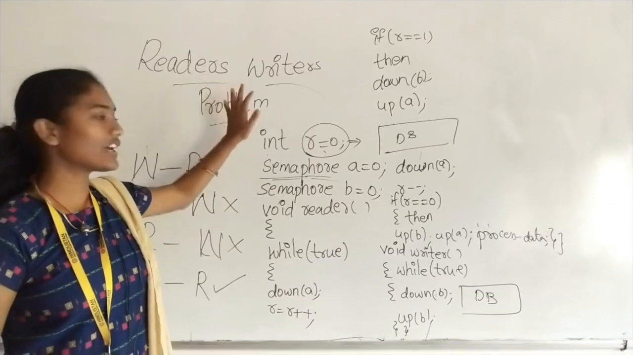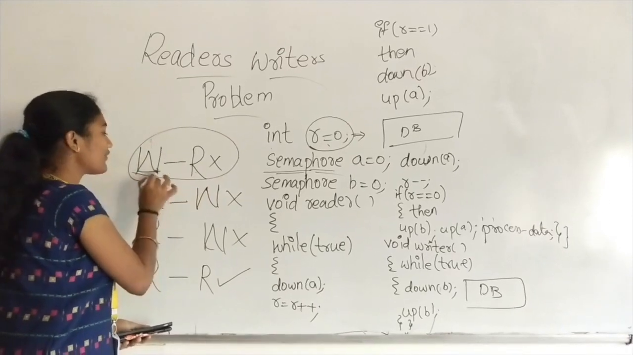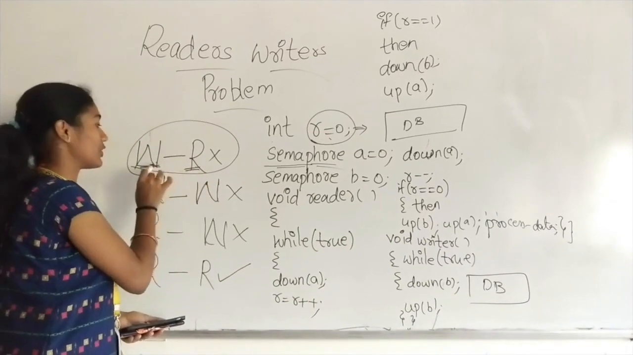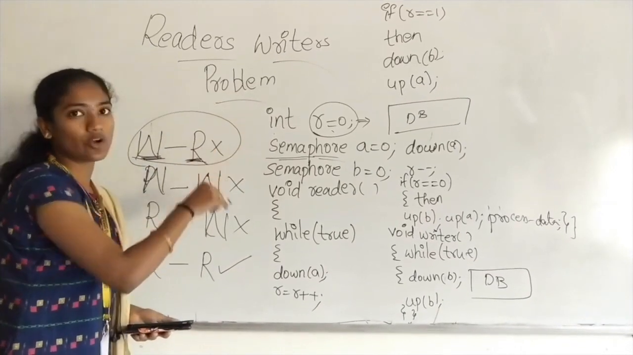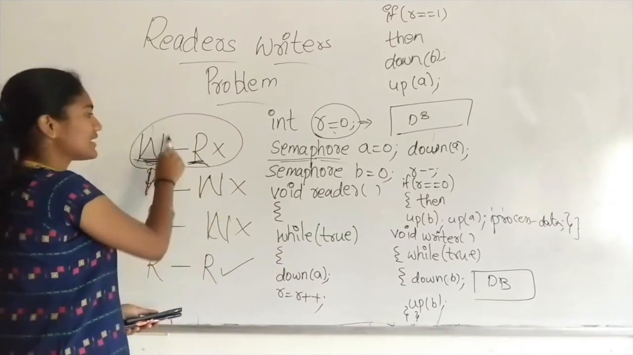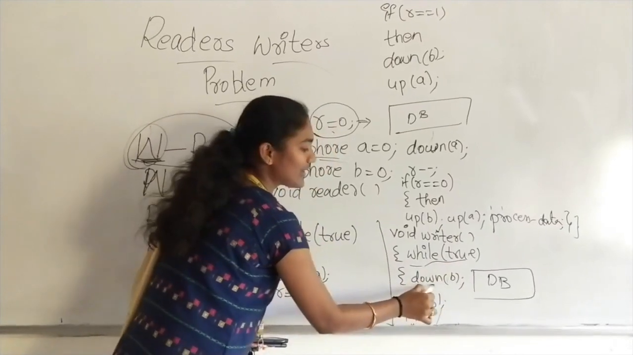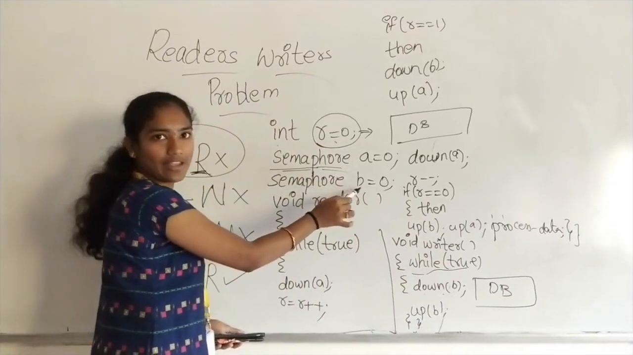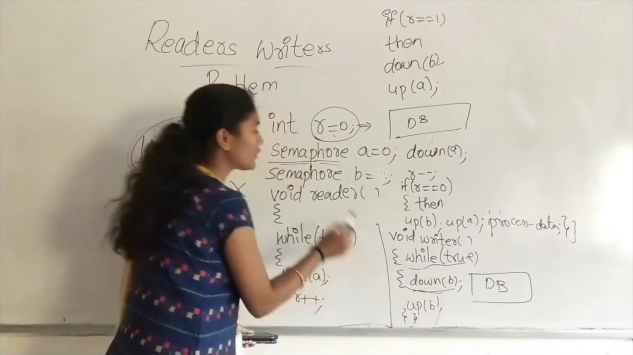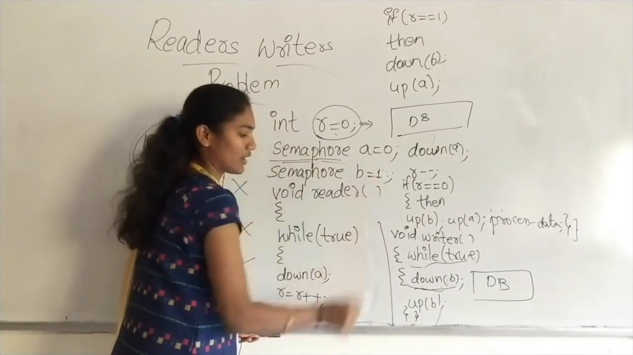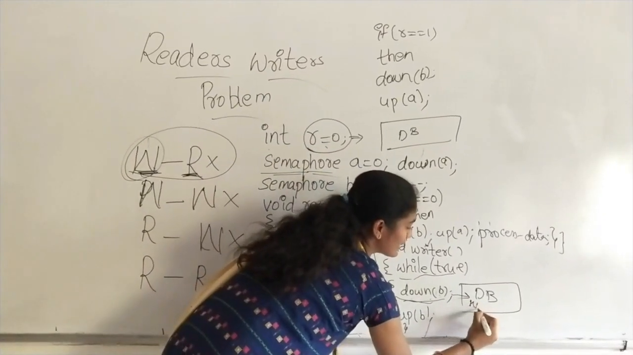This is the pseudocode for the reader-writer problem. For example, now we deal with the writer-reader case. That means first the writer comes, and then the reader wants to access the database. In this situation, we'll see how this code helps us. First the writer came. This is the code for the writer. Till the condition is true, we down the value of b. Here the value of b is 0, so when we down it, the value of b changes to 1. The writer entered the database.